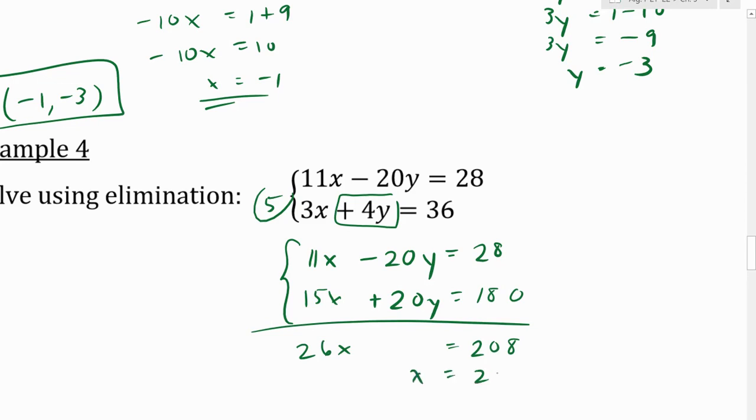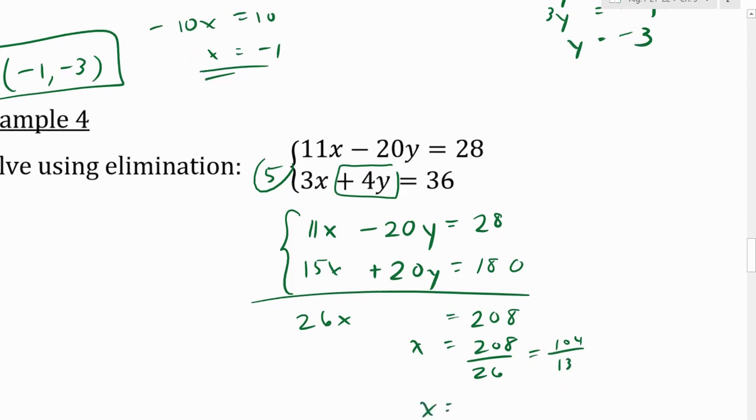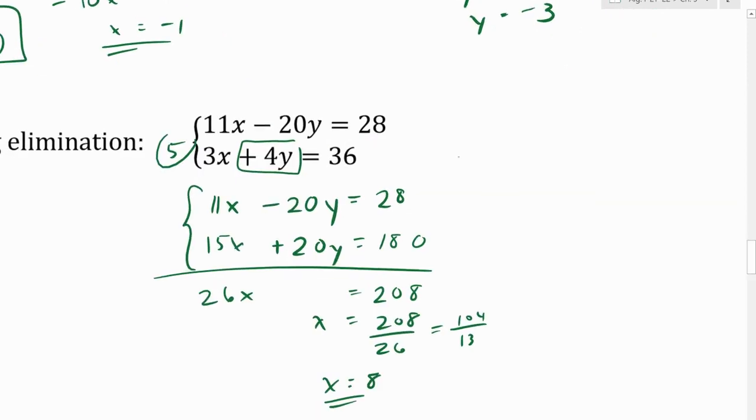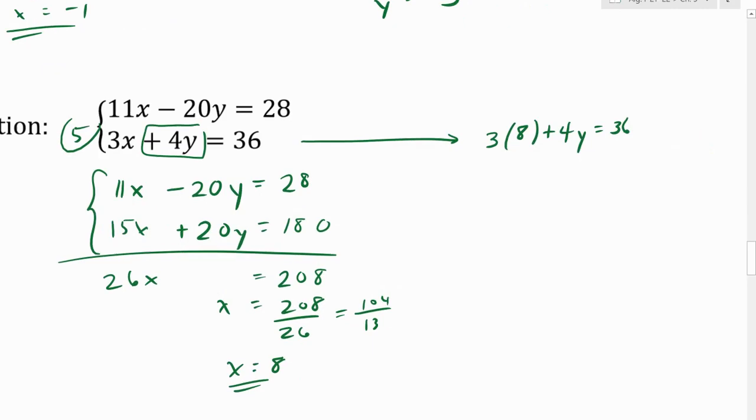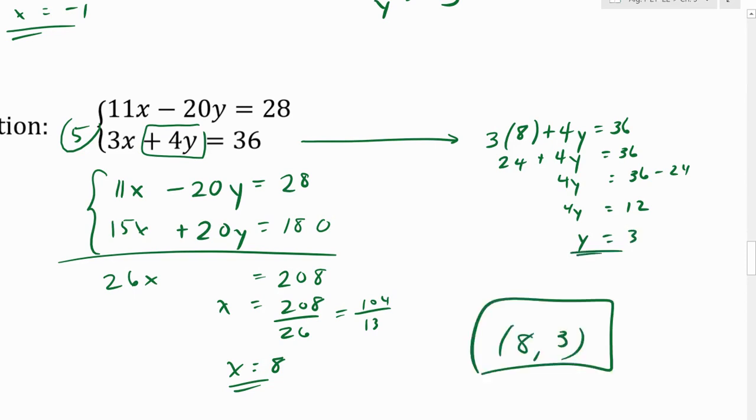So x is 208 divided by 26. I don't have my calculator with me. Does it go 8 times? It does. X is 8, and then I'm going to pick the equation I think looks easier, which I think is the first one. Sorry, it's the second one. Because the numbers are smaller. Divide both sides by 4, y is 3. Got it.